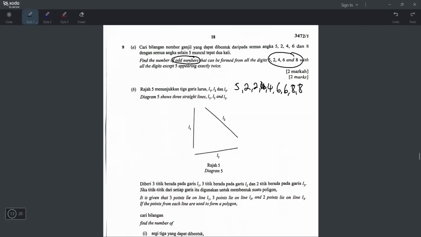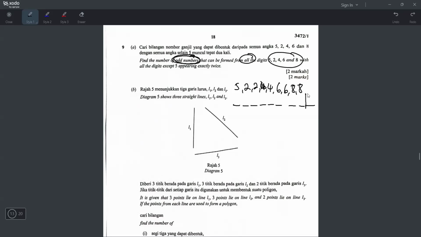But now they said find number of odd numbers that can be formed, right? So how many options do we have? 1, 2, 3, 4, 5, 6, 7, 8, 9, right? Yeah, 9. But they said form from all the digits, so there should be 9 slots: 1, 2, 3, 4, 5, 6, 7, 8, 9. But they said number of odd numbers formed, so this is the condition, odd numbers.